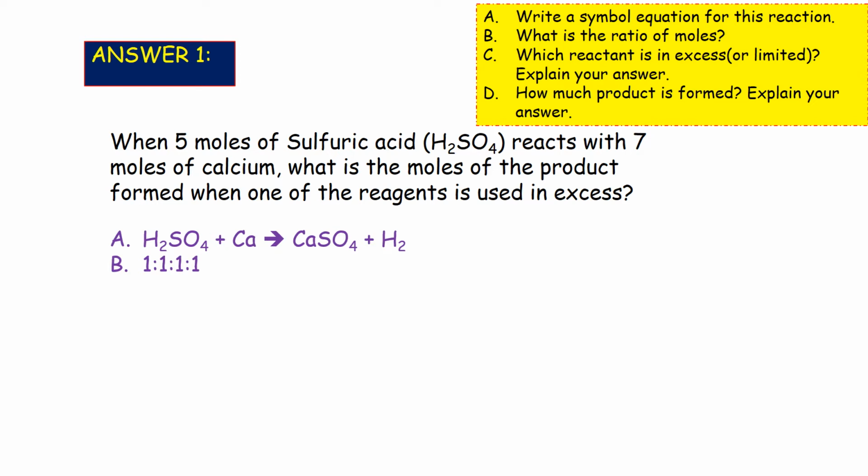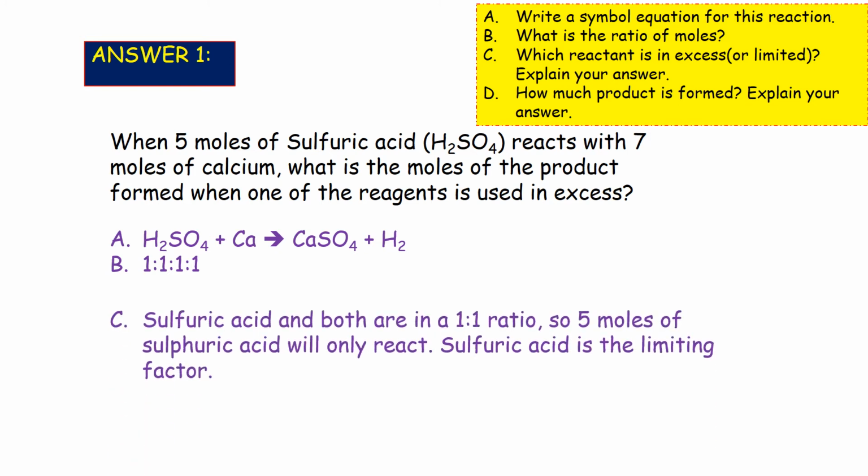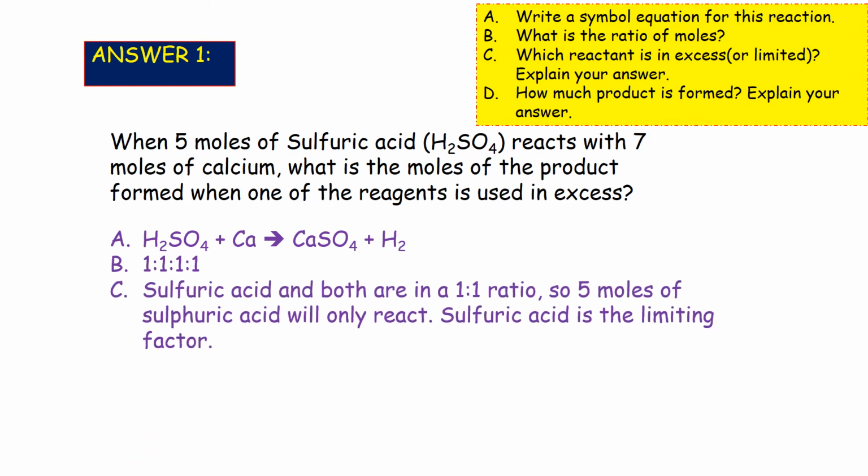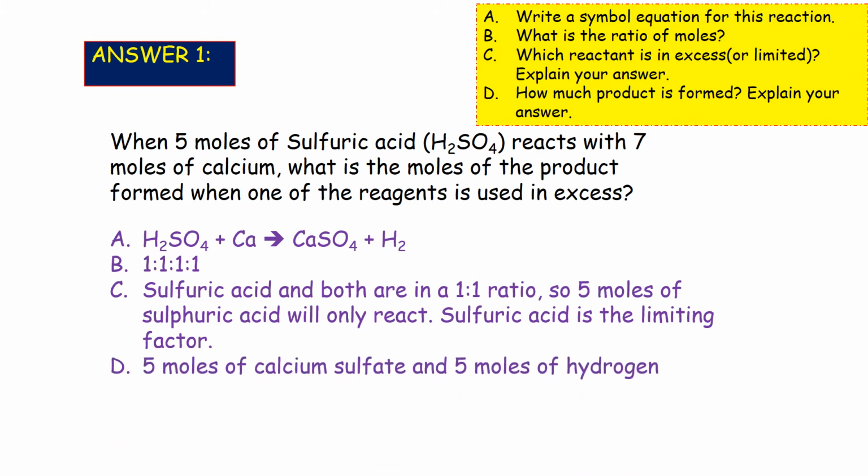So then which one is in excess? In this case, because of the 1:1 ratio, if we've got 5 moles of sulfuric acid, that's all that will react, okay? So sulfuric acid is our limiting reactant, and that means that our calcium is in excess. So there's going to be 2 moles of calcium which don't have any sulfuric acid to react with. And that means, in terms of products, we're going to form 5 moles of calcium sulfate and 5 moles of hydrogen. Because they react in a 1:1:1 ratio, sulfuric acid is our limiting reactant. That is going to determine how much product we have.